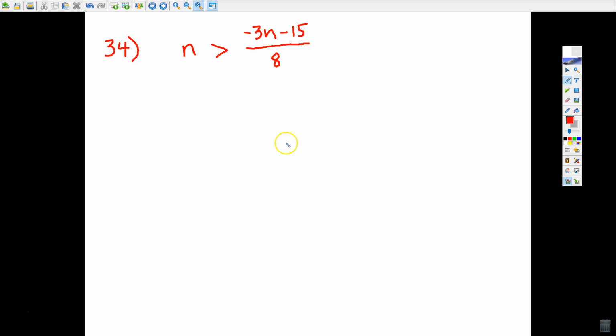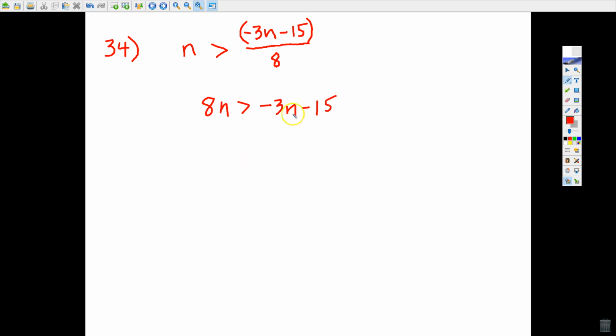Okay, I think I got one more here for you. This is number 34, and we're solving this inequality for n. So to begin with, remember PEMDAS in reverse. We're going to undo division before we undo this group that has to be treated together in the division. Both of these have to be divided at the same time. So I'm going to multiply by 8 on both sides, and that takes care of the denominator.